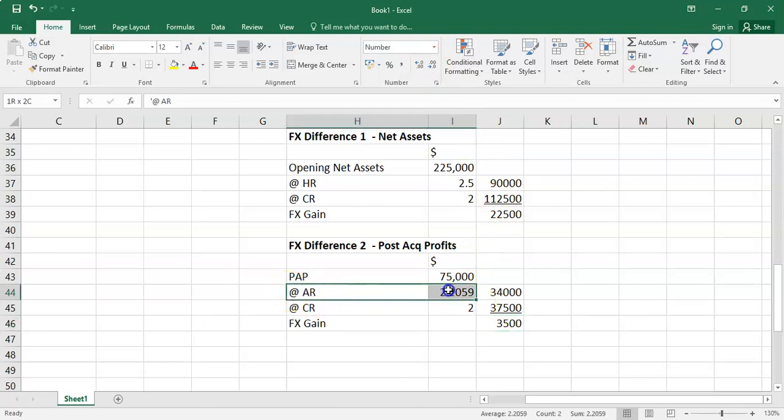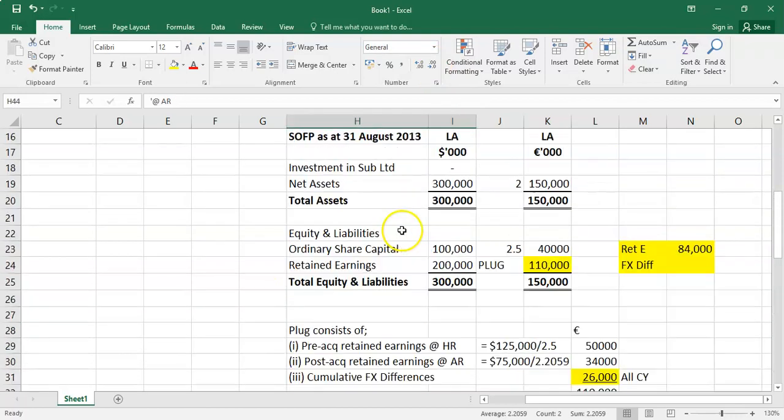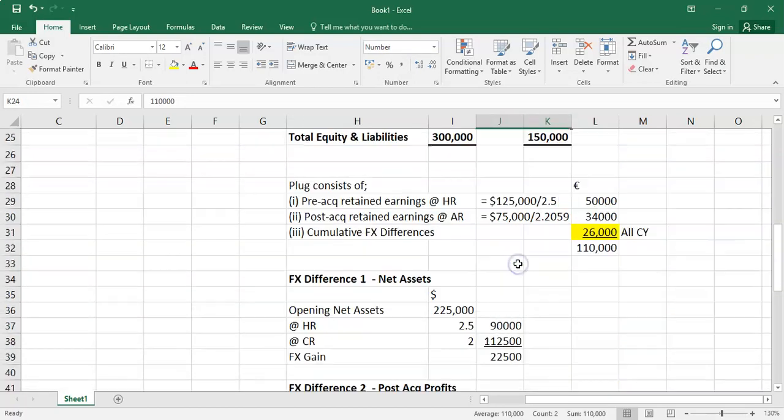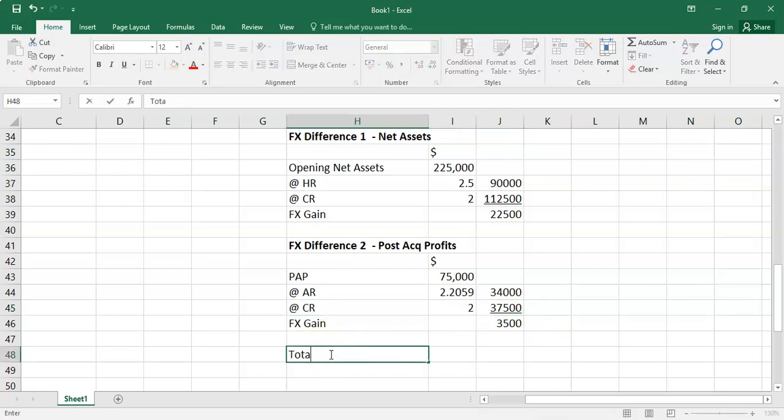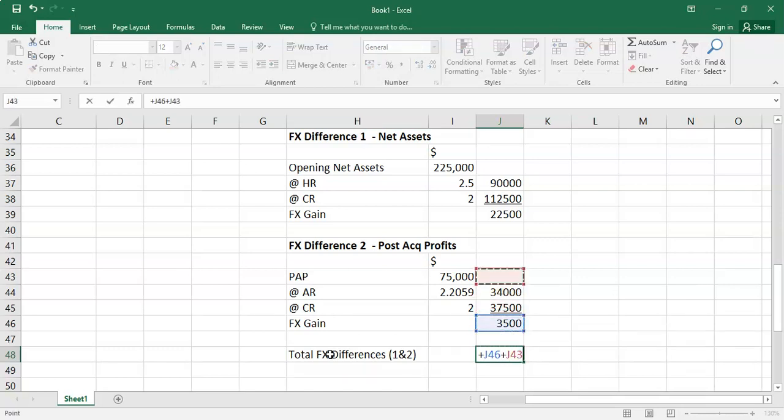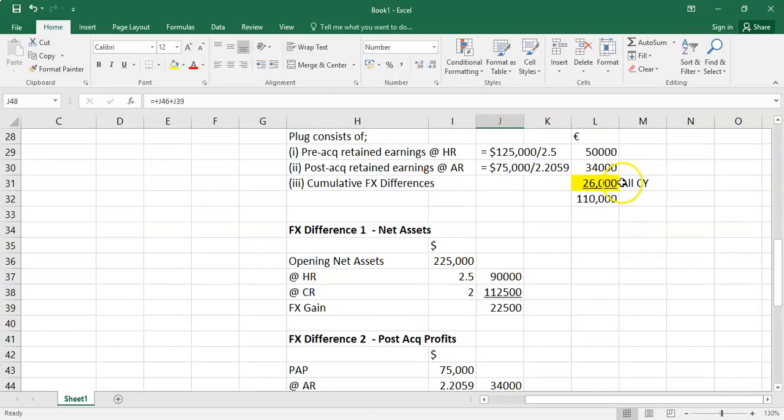One side of the statement of financial position is converted at 2.2059. The other side of the statement of financial position is converted at 2. So by definition, you're going to have a plug, and IAS 21 says that is an FX difference. So total FX differences, 1 and 2, which you'll have in every question, is 3.5 plus 22.5. And that thankfully matches our 26 up here.